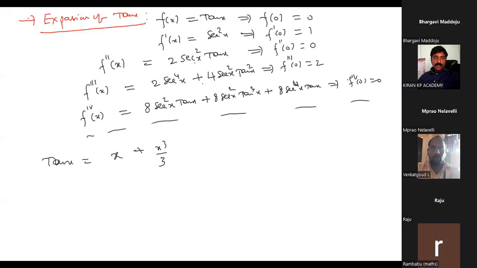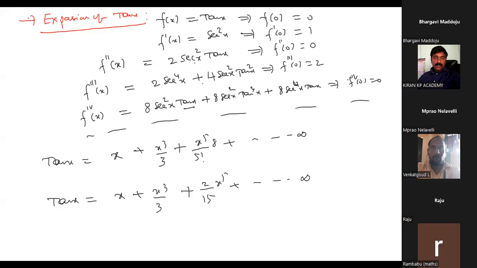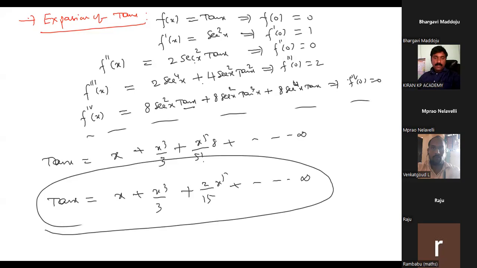Okay. So the fourth derivative is 0, the fifth you will get right here only. This is secant square 8. Remaining all 0. Right. So 8 secant power 4 is 8. So that is x power 5 by 5 factorial into 8 plus so on, infinite terms. So tan x is x plus x cube by 3 plus, with 120 below, correct? So what you will get is 8 over 120, that is 2 by 15 x power 5. So this is the expansion of tan x. Right. So these are the expansions.